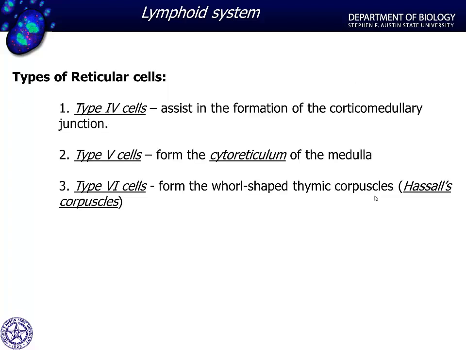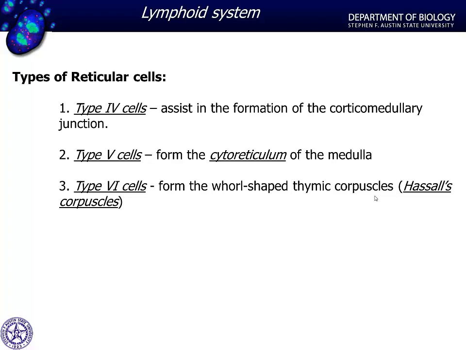Now, we're going to have 6 types of epithelial reticular cells. Type 4 are also going to be present and help to form the corticomedullary junction. Type 5 cells are going to be structural in nature, and they form what is referred to as the cytoreticulum, or the structural framework of this medullary region.